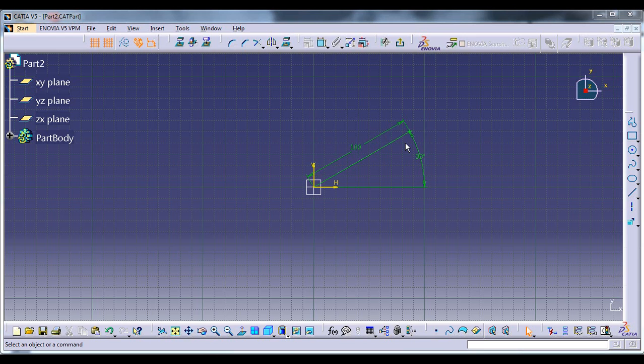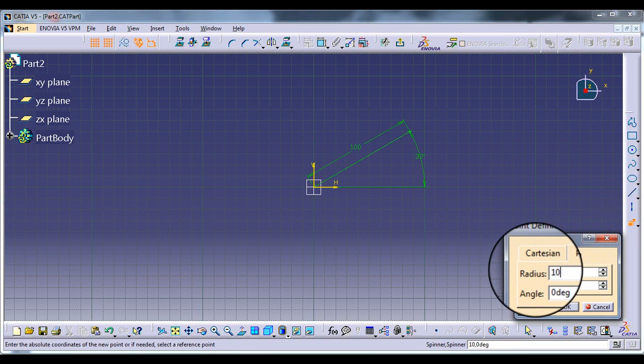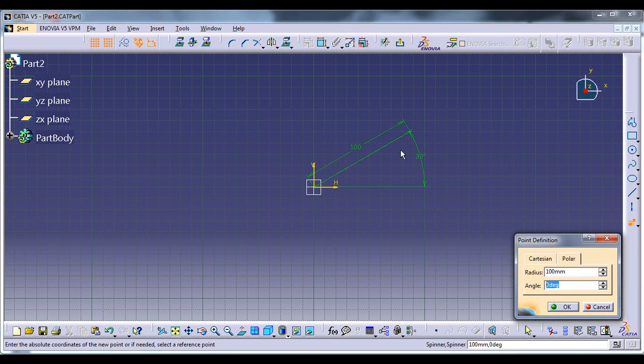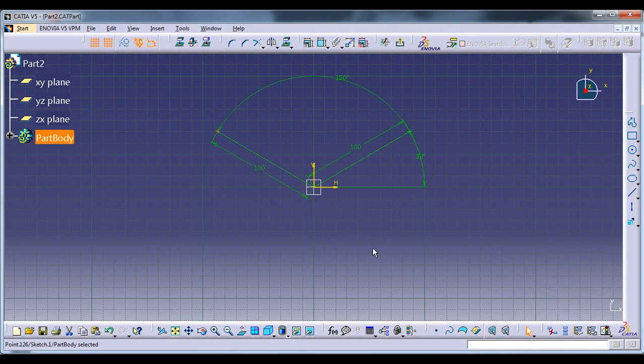So if I want to plot this point in the second quadrant, we need to just select this command and enter radius as the same 100 mm, and angle should lie between 90 degrees to 180 degrees. So I will enter this angle as 150 degrees. So this is the required point. So this point is actually making the angle of 150 degrees with this horizontal axis.